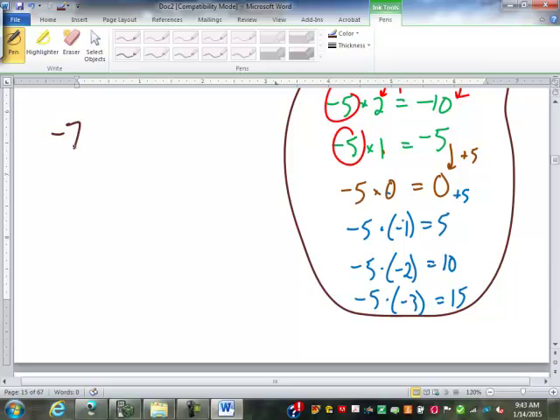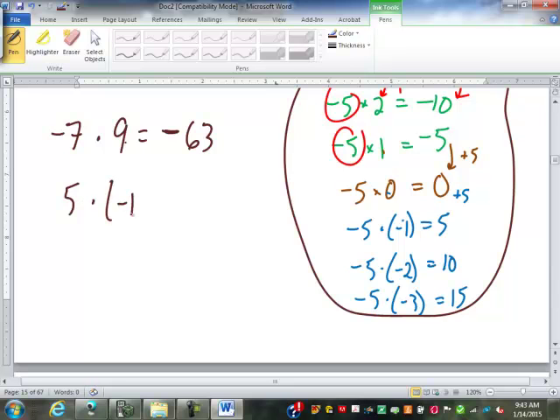So if I have a negative 7 times 9, what do I get? Well, first of all, is the answer going to be positive or negative? Negative. There's one of each, one positive, one negative. So when we multiply, that means we're going to get a negative. What's 7 times 9? 63. Close.